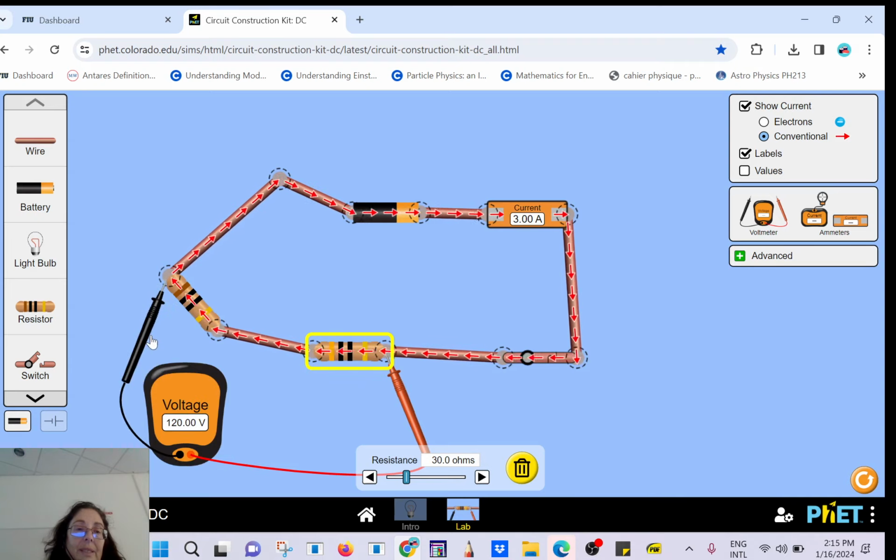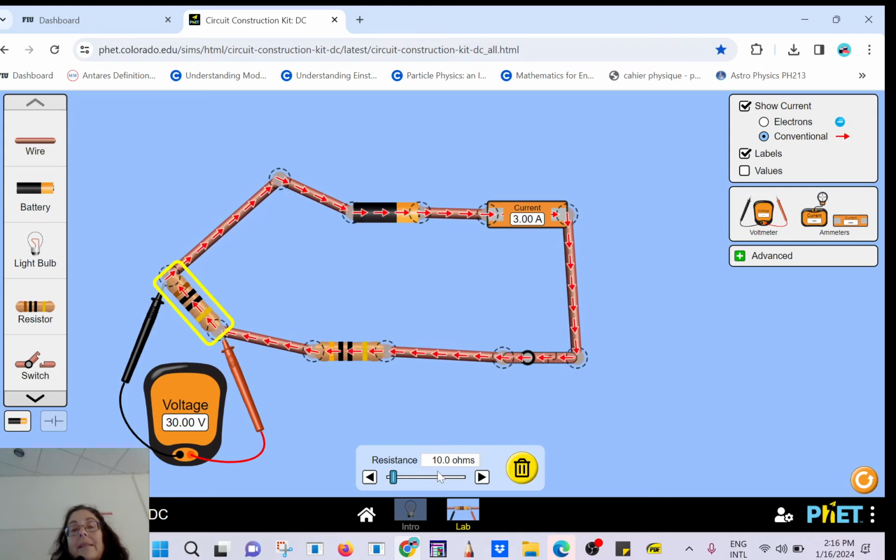Now, if I do it here, voltage drop across. So do we have 90 or do you have less here? Less, because the resistance is 10. So 10 times 3 is 30.